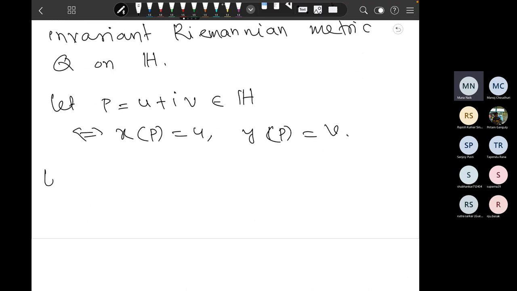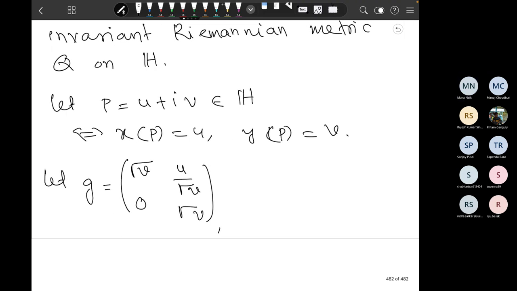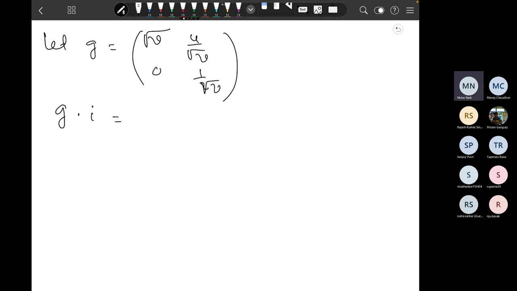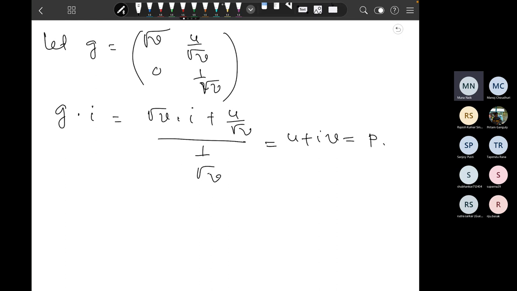Now, let G be the matrix root V, U by root V, 0, 1 by root V. This belongs to SL2R. So G dot i is root V times i plus U by root V, which is U plus iV, which is really P.